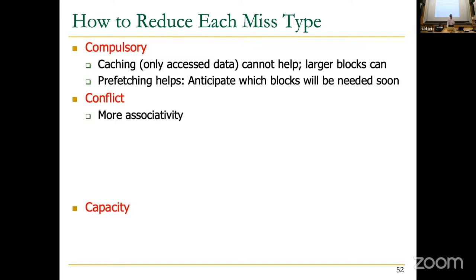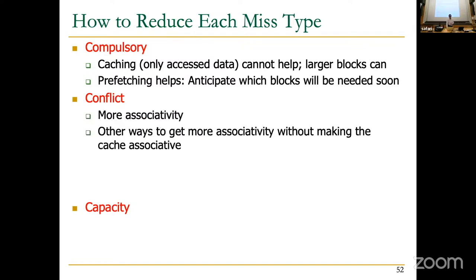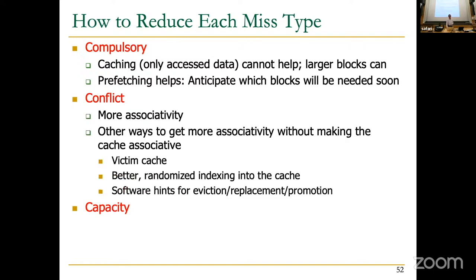How do you eliminate conflict misses? More associativity helps over here, clearly. But there are other ways to get more associativity without making the cache associative. And there are a bunch of things that we're not going to talk about in detail. There's a victim cache, better randomized indexing into the cache, better utilizing the cache, and software hints like we have seen earlier. I'm going to talk about some things a little bit later.